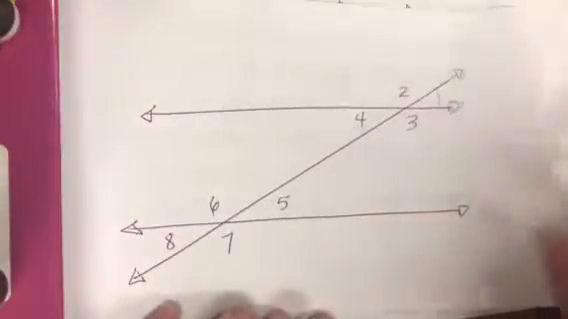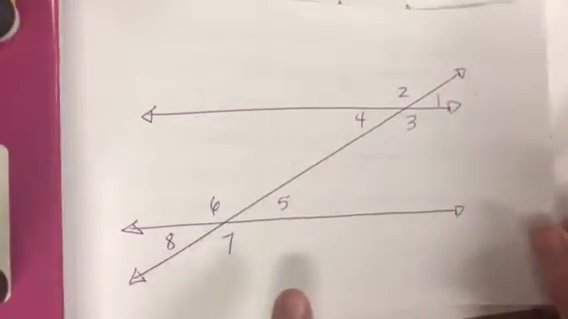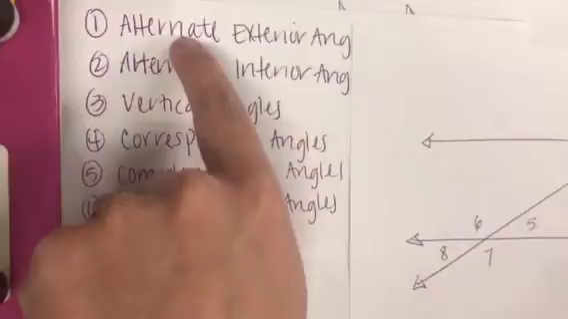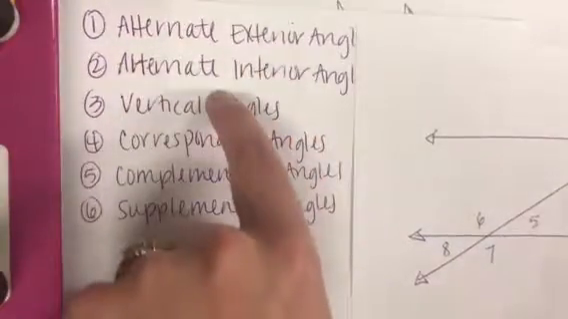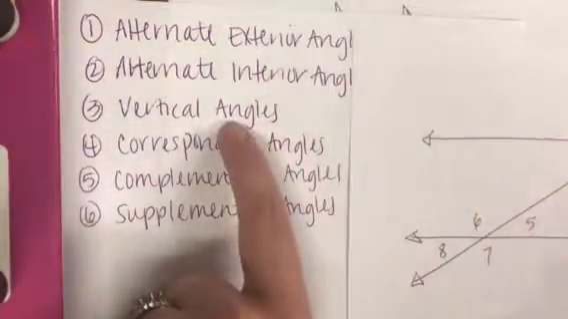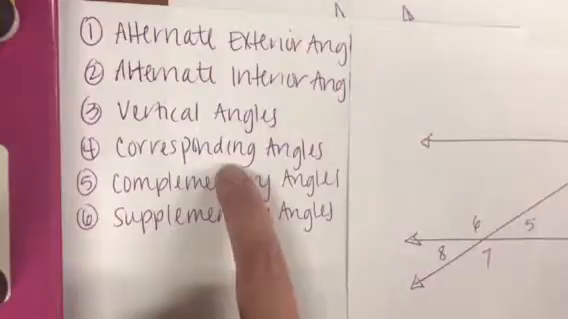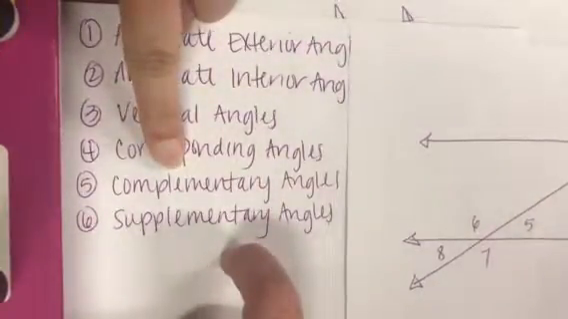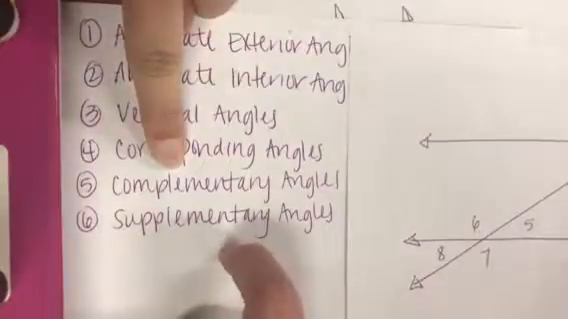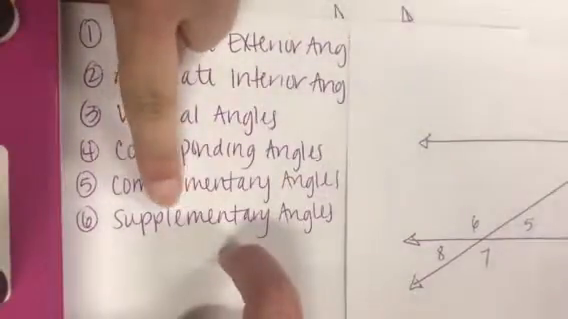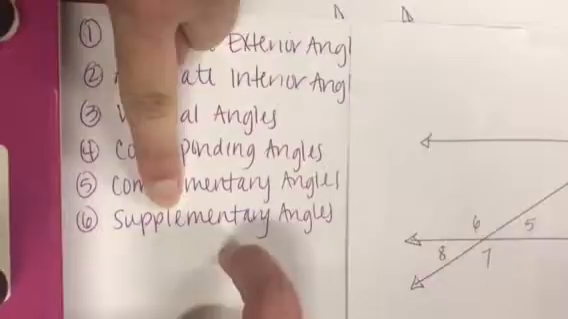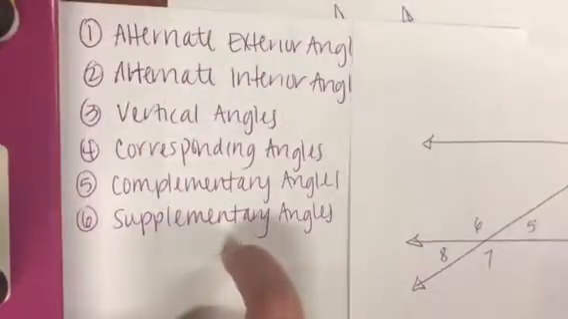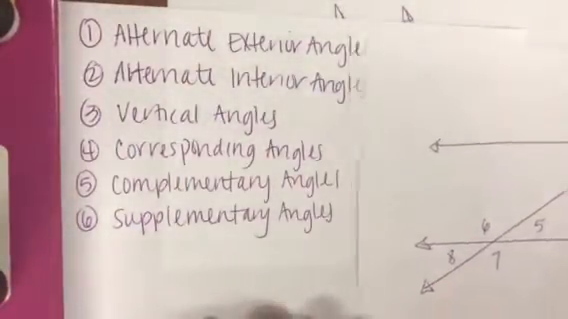So what you're going to do now, I want you to tell me, what are the alternate exterior angles? What are the alternate interior angles? Which ones are vertical angles? Which ones are corresponding? And then give me, if there's any, at least 2 sets of complementary angles, and at least 2 sets of supplementary angles. And remember, if there is any. There might not be some, we never know.